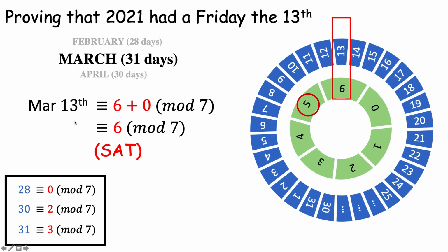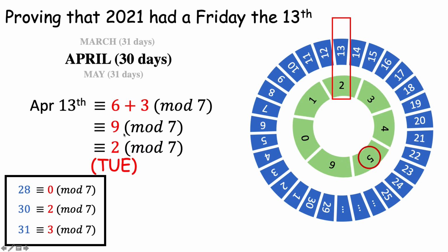For April 13th, we add 31 days from March. That is, we add actually 3 to this number, and 6 plus 3 is 9. But we can break this 9 into 2 plus 7, and this 7 will go inside this mod 7 to make this 2 mod 7, resulting in a Tuesday.